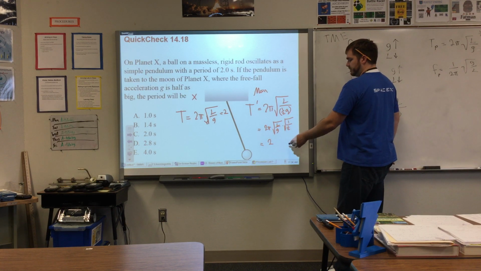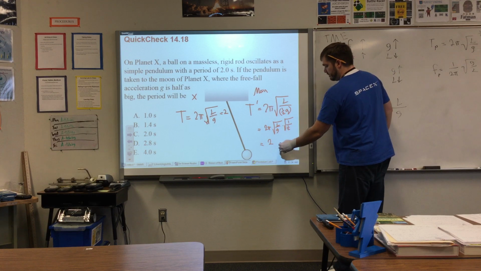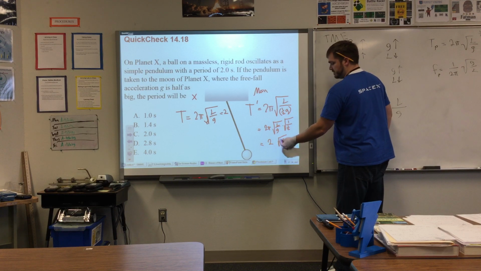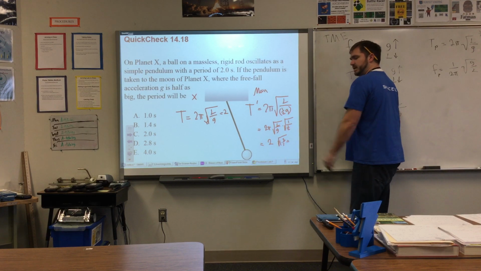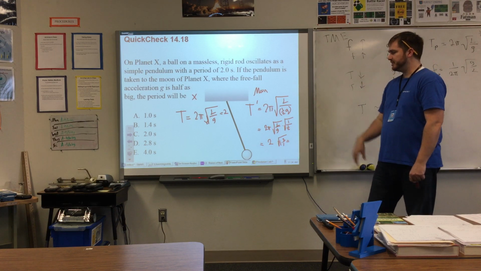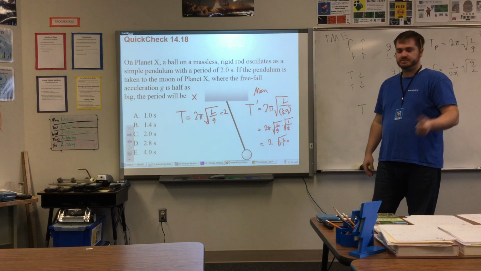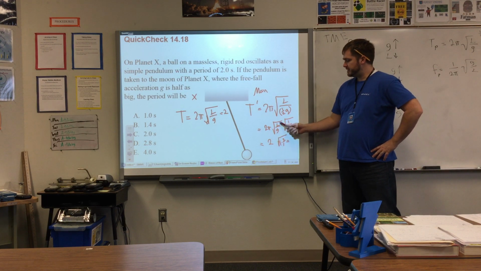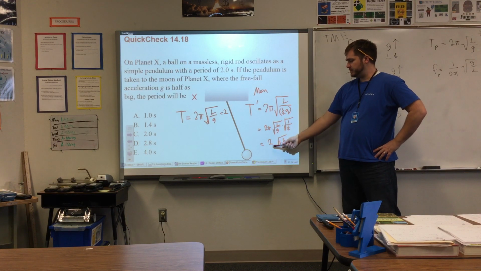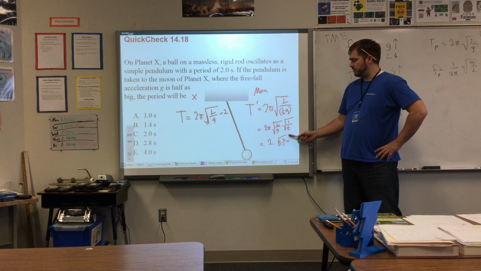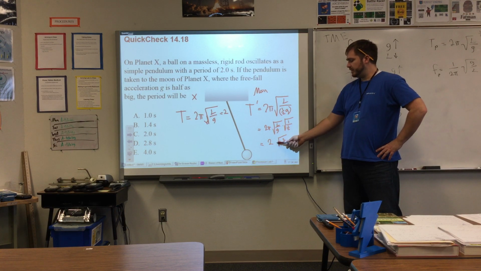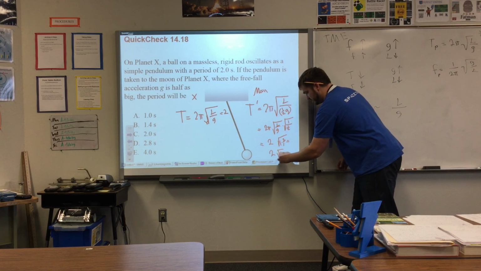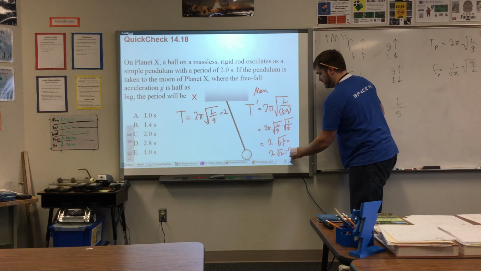What's 1 over 1/2? We could rewrite that as the numerator times the reciprocal of the denominator, so 1 times 2 over 1, so it's just root 2. So 2 times root 2. Yeah, I replaced 2 pi square root of L over G with 2, and I'm rewriting this 1 over 1/2 as 1 times 2 over 1. So this is the square root of 2. So this is 2 times root 2, which is 2.8.